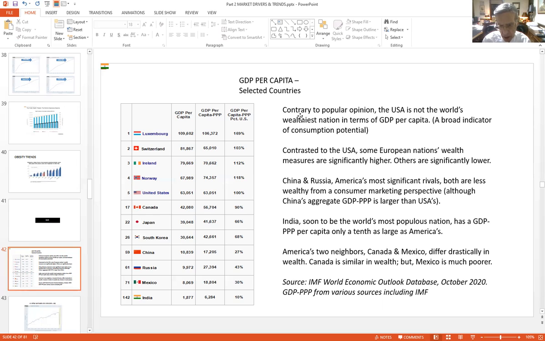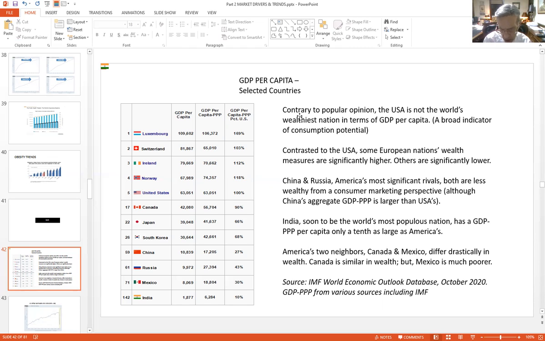Then we get down, but if we take Canada, Japan, and South Korea, I'm sorry, disregard Canada. If we take Japan and South Korea as indicators perhaps of the Southeast Asian nations, we see about 2/3 the wealth of the U.S. And so there's plenty of purchasing power, but prices make a bigger difference there than they do in the U.S. and certainly than they do in Luxembourg.